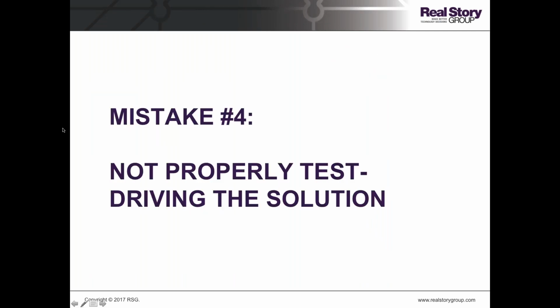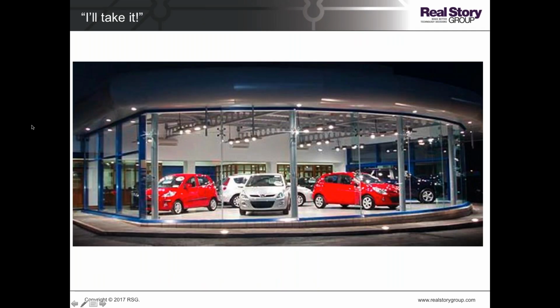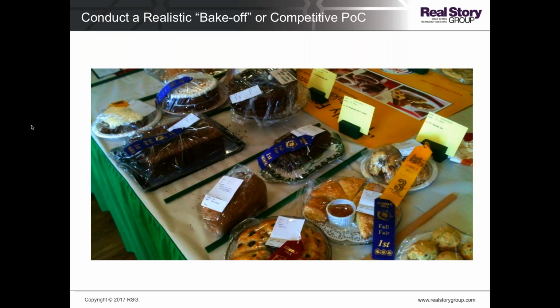Next, mistake number 4 is not properly test driving the solution. We always use the analogy of, would you buy a car without test driving it? Probably not. It's like walking into the showroom just saying, okay, that looks good, I'll take it. And that's not what you do in real life, especially when you're going to be buying software that is going to cost you, in most cases, many multiples of what you'd actually spend on an automobile.